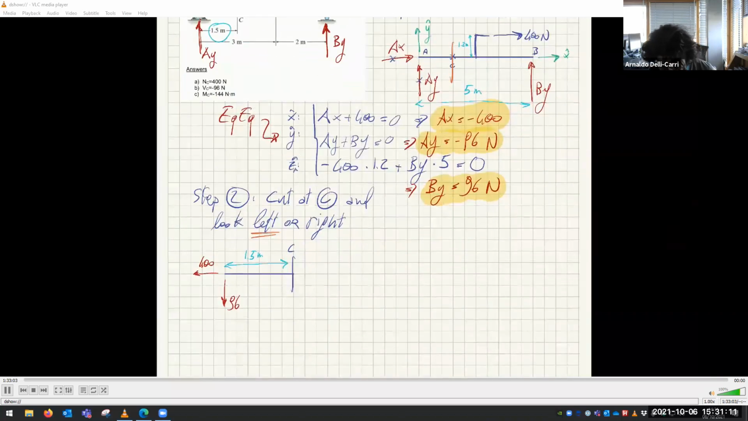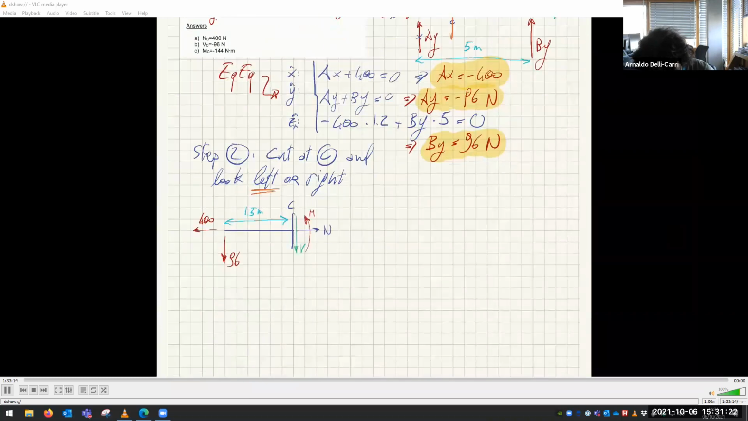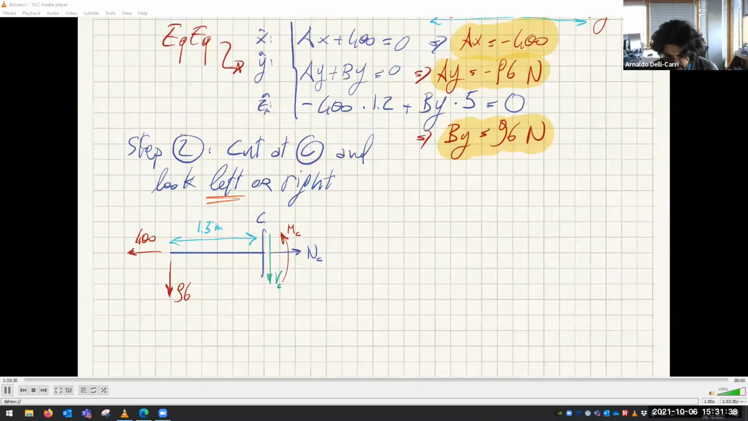There's nothing else needed. We need to copy the convention here. There you go. Take this one, put it here. Now, of course, this is VC, this is MC, and this is NC. All right. So equilibrium equations again.